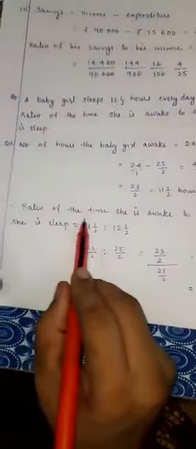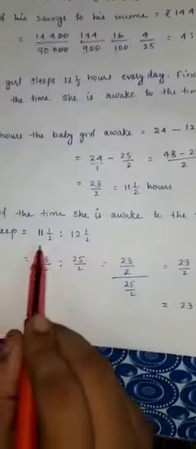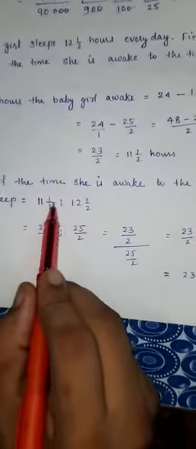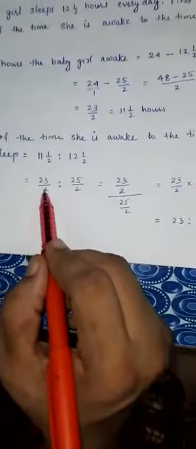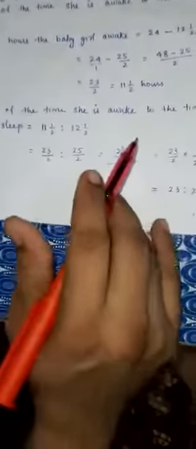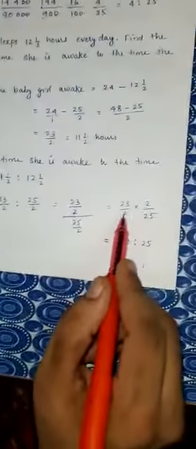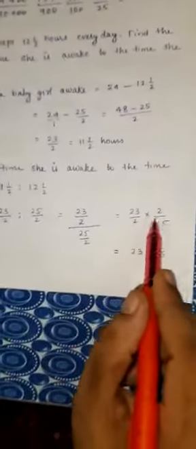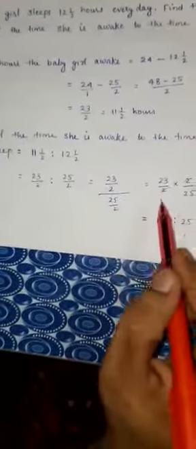Therefore, the ratio of the time she is awake to the time she is asleep is equal to 11.5 is to 12.5. 11.5 is 23 by 2 is to 25 by 2. You know, fraction division is equal to take the reciprocal and multiply. So this is 23 by 2 multiplied by 2 by 25. Here 2 cancel. So the answer is 23 is to 25.